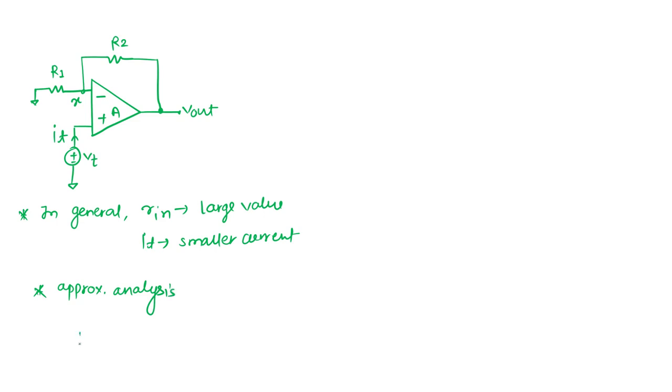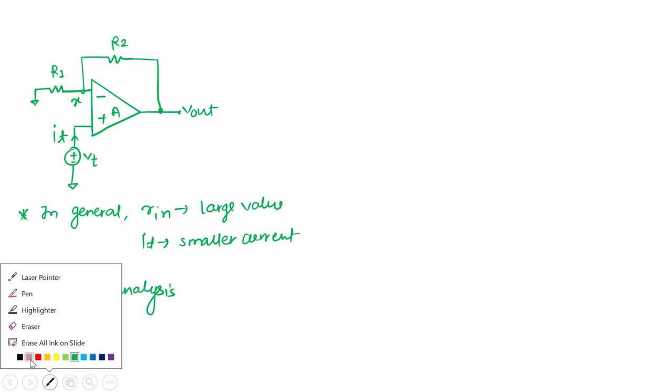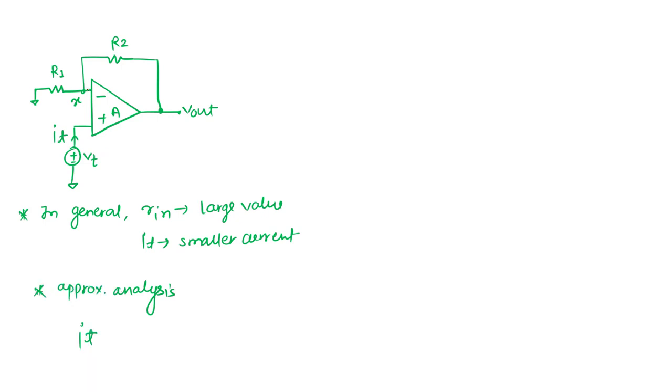What you can do is consider that IT is coming out of the node X. Why am I doing this? Because I don't want to see any current in this amplifier input. But obviously, if IT is going here, in some way it is coming out this way, through the Rn. So I'm considering that this value, IT, is very small.